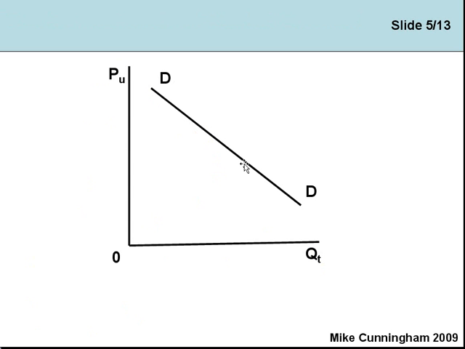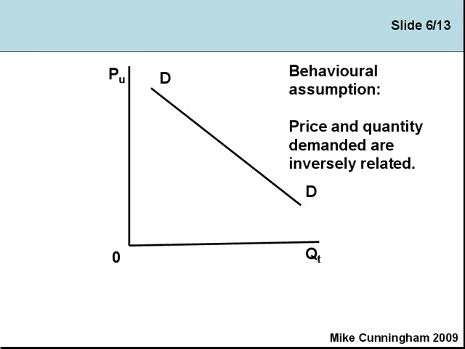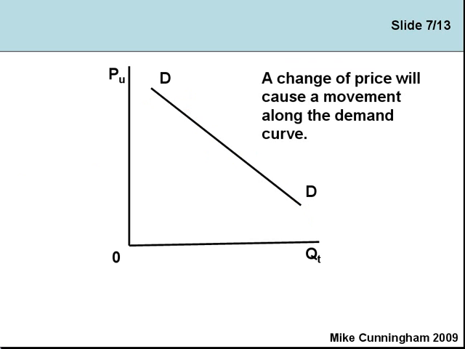And what we're saying here is the demand slopes downwards. It's our demand curve. It's a behavioral assumption, really. The price and quantity are inversely related. We're assuming that that's the way people respond. If the price falls, we buy more. If the price goes up, we buy less. Reasonable assumption, at least in most cases. A change in the price will cause a movement along this demand curve. So if we change the price, it will cause a movement along the curve.